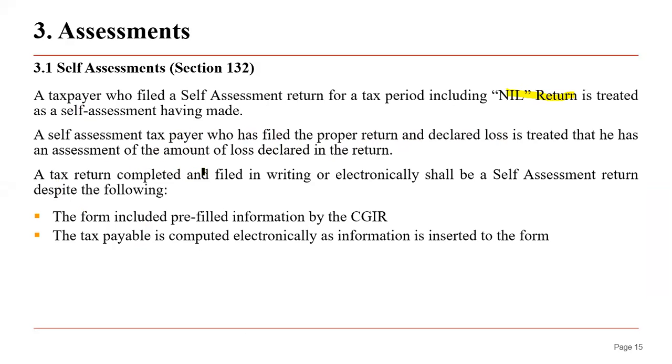A tax return complied with and filed in writing or electronically shall be a self-assessment return despite the following. You are filing in writing, or maybe electronically. The online option is also there. RAMIS. To RAMIS, you can submit the return. Then the form included pre-filled information, CGIR, tax payment computed electronically, information inserted into the form. Those things are detailed in the return, and whatever additional information there is, we discussed in the previous slide.